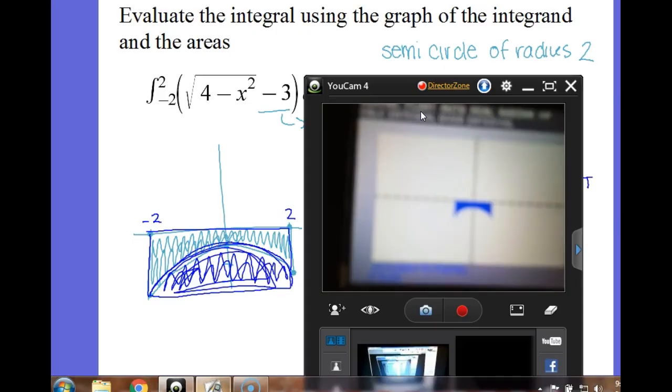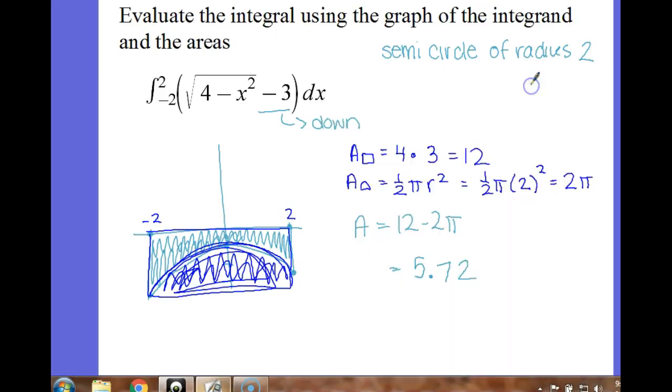If it's under the curve. Yeah, I got 5.716, and we wrote down 5. So the calculator gives us 5.716. So our approximation, because we approximated 2 pi, was really awesome.